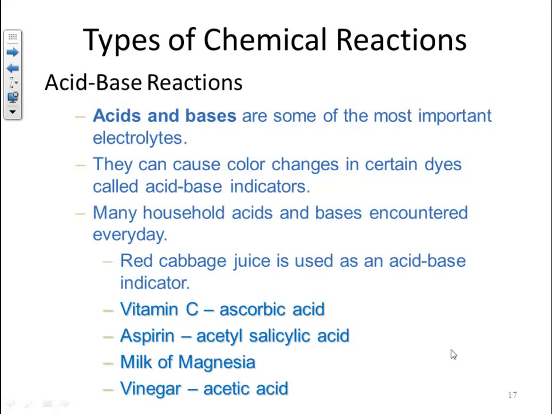Many household acids and bases are encountered every day. Red cabbage juice could be used as an acid-base indicator over the whole range of the pH scale. Vitamin C, that's ascorbic acid. Aspirin, salicylic acid. Milk of magnesia, base. Vinegar, acetic acid.